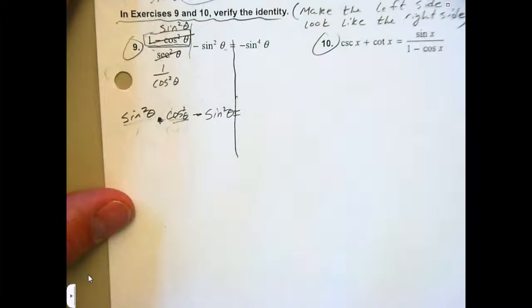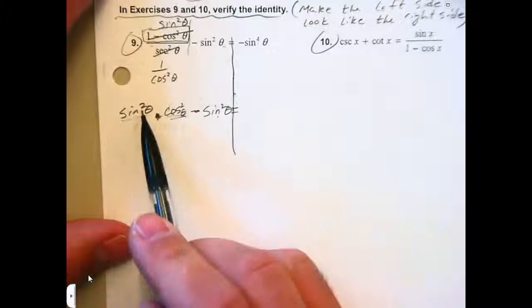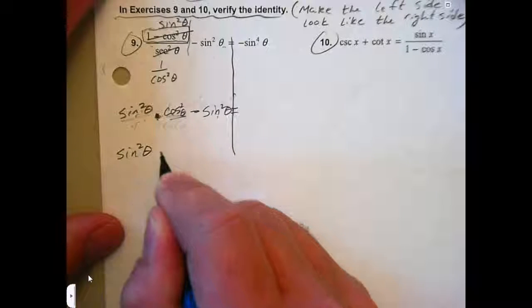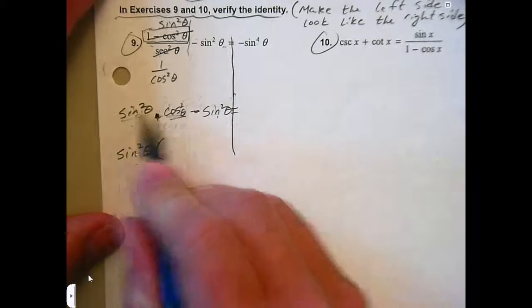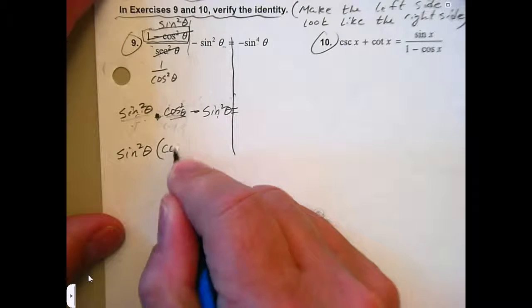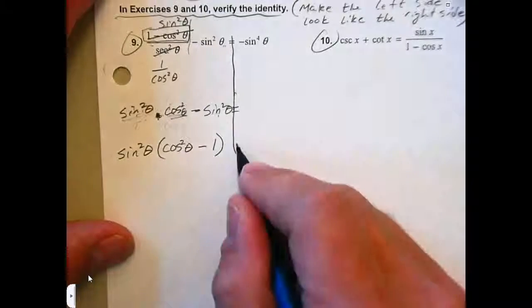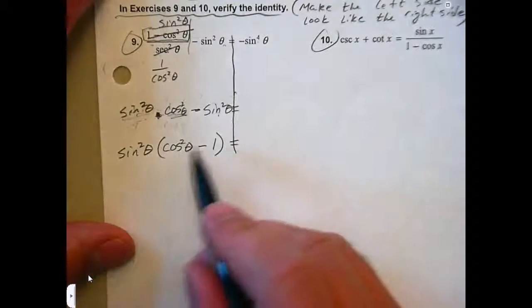All right. From there, when I look at this and this, it almost looks like a dead end, except they have something in common here. They have a sine squared theta. So I could take sine squared theta and factor it out. When I pull a sine squared theta out of this, I'm left with cos squared theta, and then minus 1. What's cos squared theta minus 1?